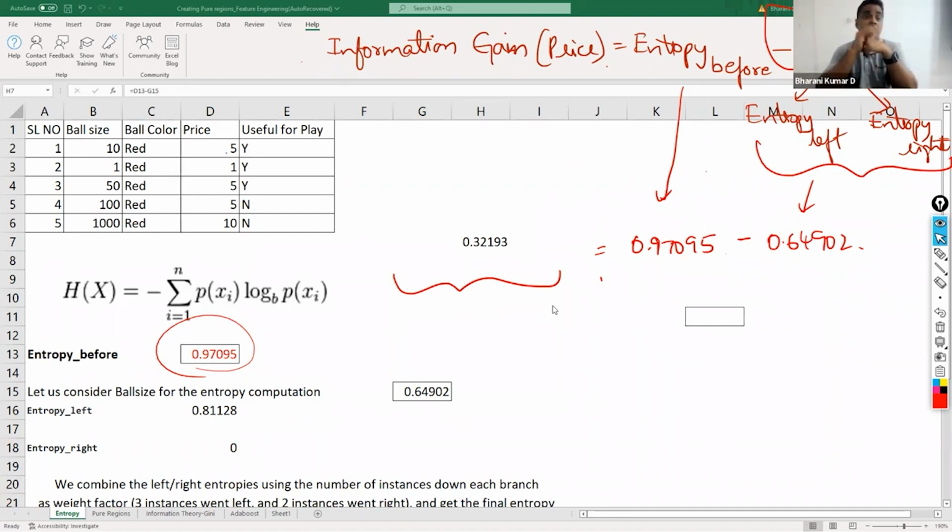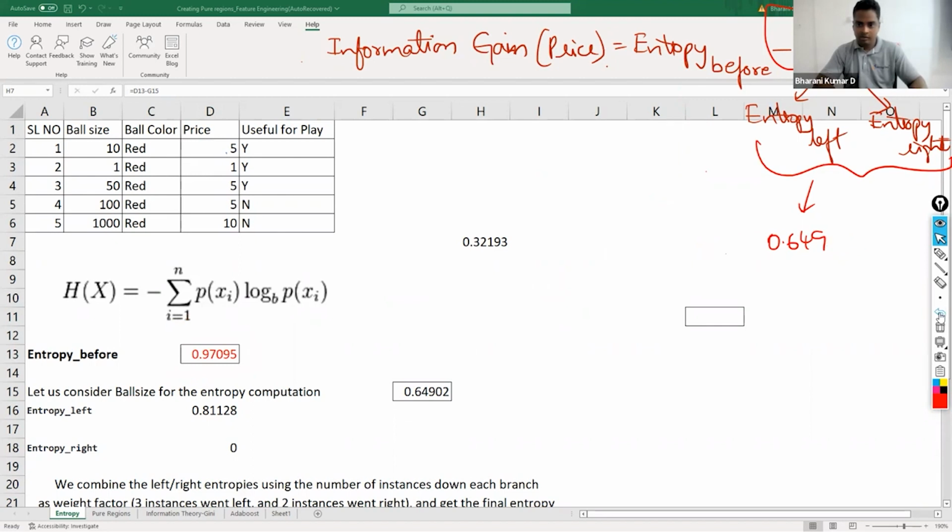Predicted value will be, condition will be: condition is less than or equal to 5, and condition is greater than 5. That's a rule. Based on that prediction, you got the value as no. I don't know to what extent I can go back, but let's see.